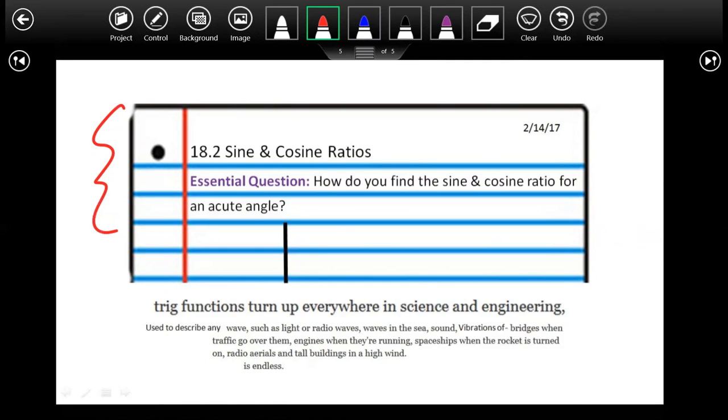Pull out your calculators if you have them. You guys will definitely use them today. 18.2 is sine and cosine. We're going to look at solving harder problems to these, but once you understand the basic idea of these, you're going to be good. It's all gravy. So you can do it.